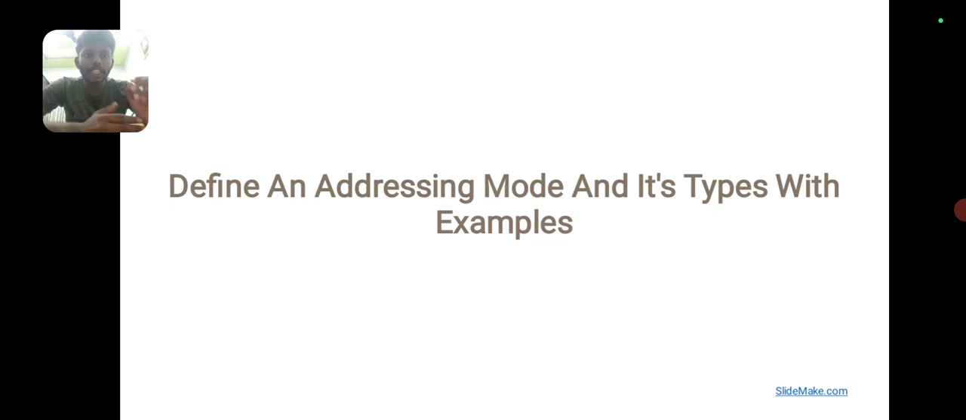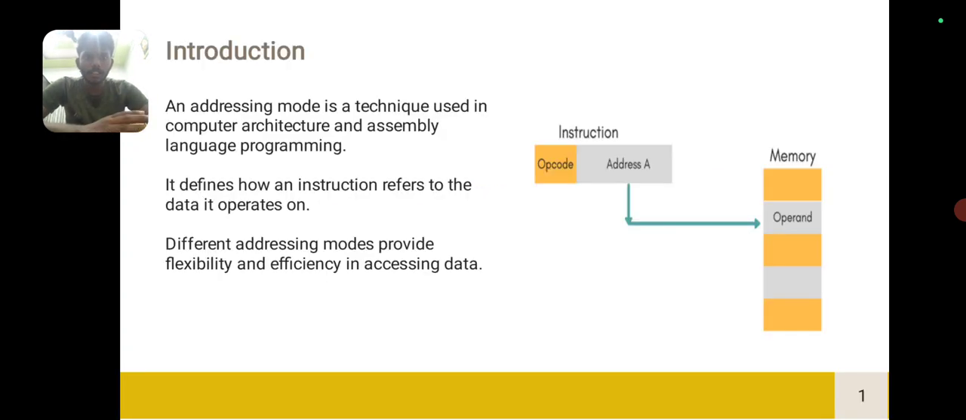Addressing mode and its types with examples. Firstly, we will define what is an addressing mode. Firstly, introduction. An addressing mode is a technique used in computer architecture and assembly language programming. It defines how an instruction refers to the data it operates on. Different addressing modes provide flexibility and efficiency in accessing data.